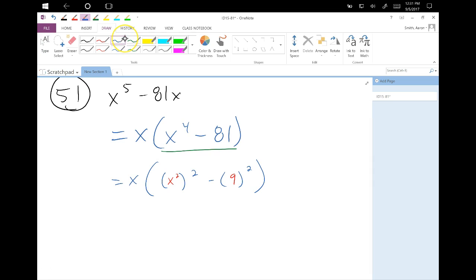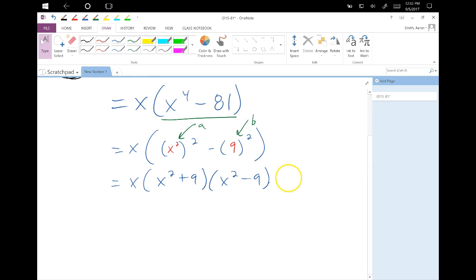So we have something that's of the form a squared minus b squared. So this is a difference of two squares, where a is x squared and b is 9. So I'm going to have x times a plus b, x squared plus 9, a minus b, x squared minus 9. Now I need to keep looking because x is already factored all the way. I can't factor x squared plus 9 because it's a sum of two squares. There's no formula for factoring that.